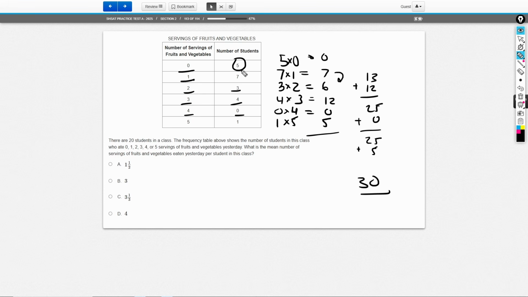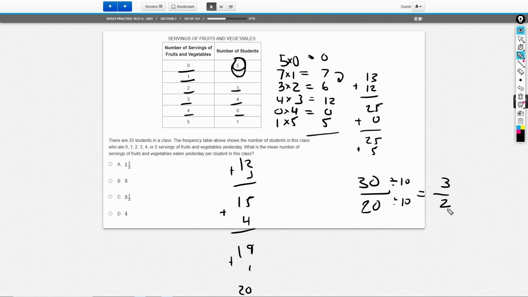But now we have to calculate the total number of students. So 5 plus 7 is 12. 12 plus 3 is 15. 15 plus 4 is 19. And 19 plus 1 is 20. So the average, or the mean, is 30 over 20, which is the same thing if I divide the top and the bottom by 10. Same thing as saying 3 over 2, all right?